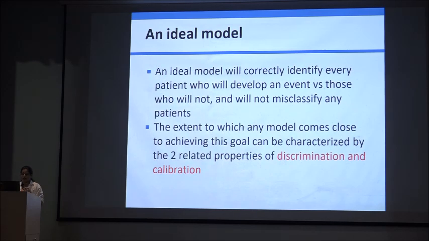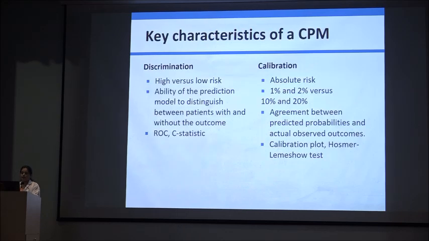So now the most important part is that an ideal model will correctly identify every patient who will develop an event versus those who will not, and will not misclassify any patient. However, such a model does not exist. So the extent to which any model comes close to achieving this goal can be characterized by two related properties, discrimination and calibration. So those are two key characteristics of a clinical prediction model.